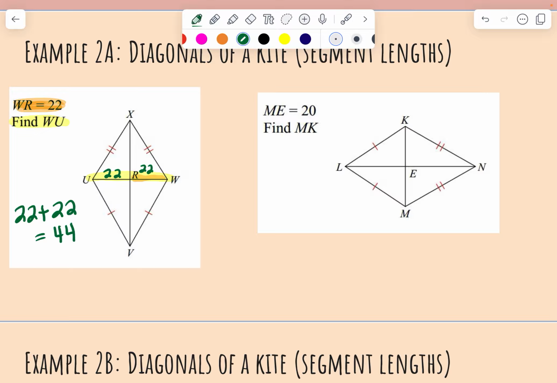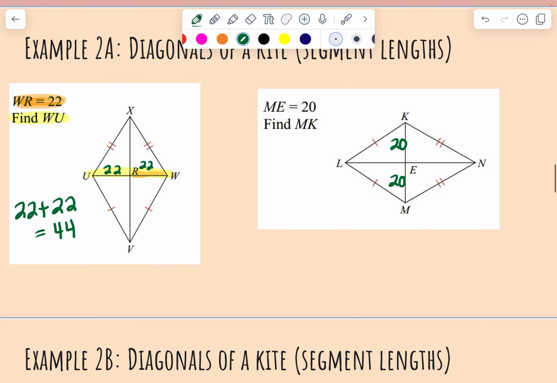If I were you, I would always write down the things that we know are equal right away. So like here, they're telling me that ME is 20. Well, I know then also that EK is 20. I'm gonna write that right on my picture. MK then is this whole diagonal, which is 20 plus 20, and that gives us 40.